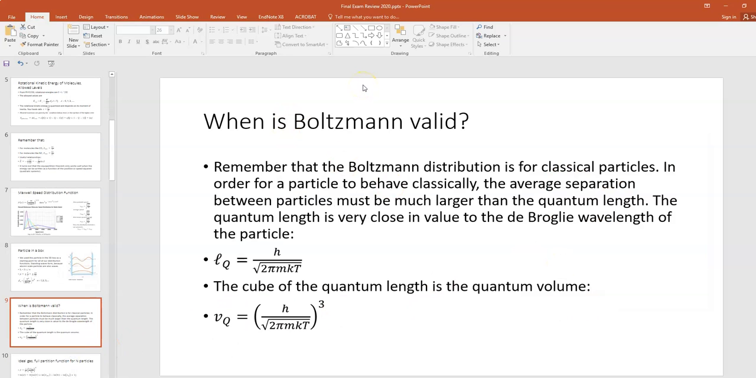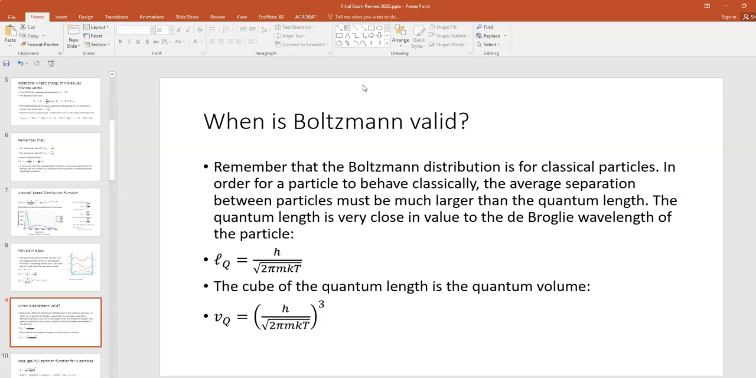Now remember that your Boltzmann distribution is valid for only classical particles. If the particle spacing is much larger than the de Broglie wavelength, then you can consider it to be an ideal gas. And remember that if you start cramming them in and those quantum wave functions start to overlap one another, then you have to use your Fermi-Dirac or your Bose-Einstein distribution functions, because it's not valid for a classical setup anymore.